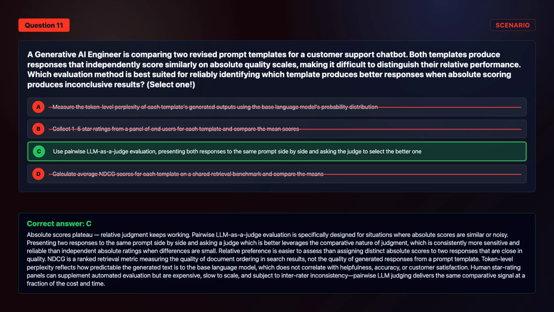NDCG is a ranked retrieval metric measuring the quality of document ordering in search results, not the quality of generated responses from a prompt template. Token-level perplexity reflects how predictable the generated text is to the base language model, which does not correlate with helpfulness, accuracy, or customer satisfaction. Human star rating panels can supplement automated evaluation but are expensive, slow to scale, and subject to inter-rater inconsistency. Pairwise LLM judging delivers the same comparative signal at a fraction of the cost and time.